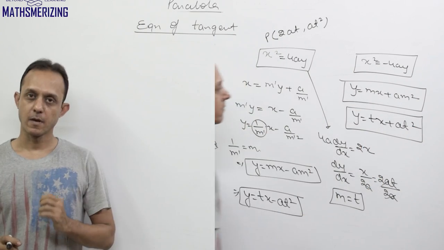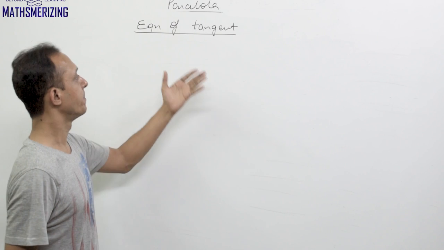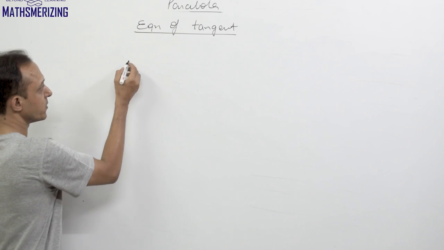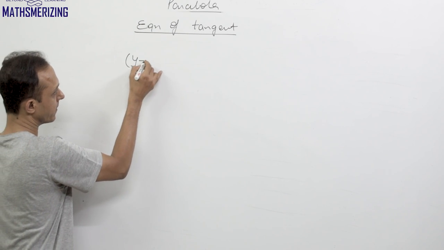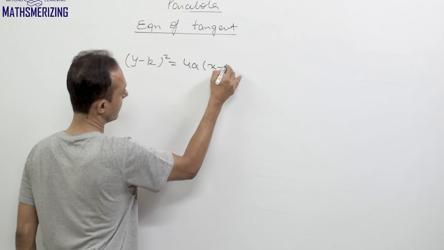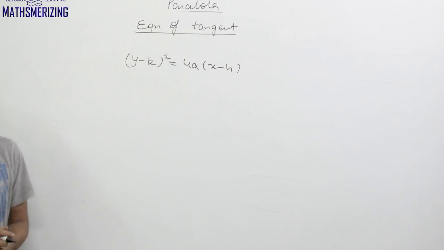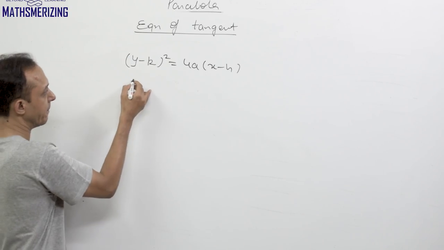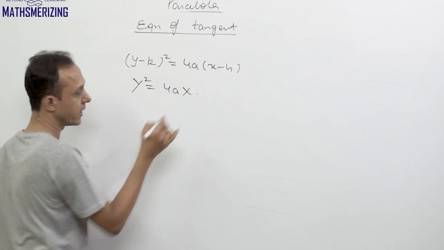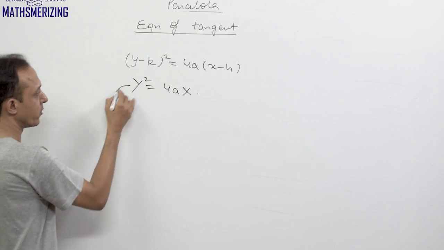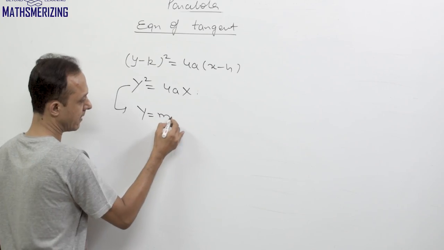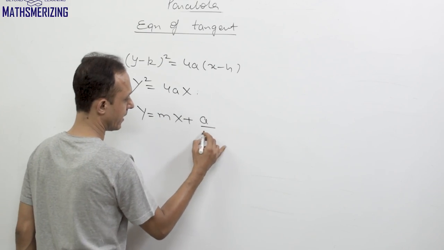Now what if we do not have a standard parabola, but a parabola whose vertex is shifted? Say for example, suppose we need to write equation of tangent for this parabola, which is y minus k whole square equals 4a and then x minus h. So what we'll do is, we'll compare it with the standard parabola, which is capital Y square equals 4a capital X. Now for this parabola, we know that equation of tangent will be y equals mx plus a by m.